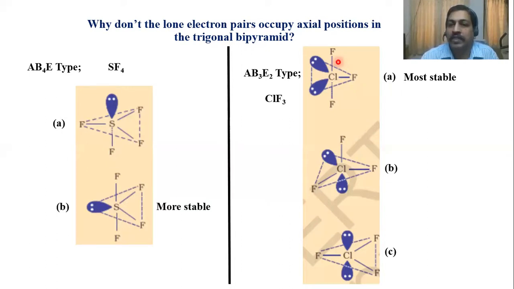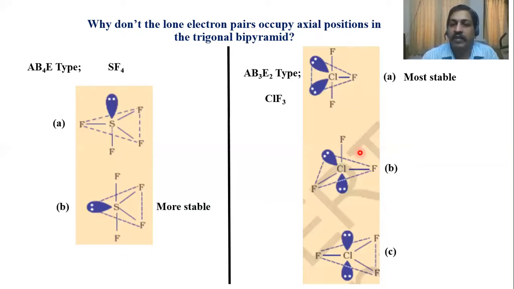Now in structure B, one lone electron pair is in equatorial position and the other lone electron pair is in axial position. So the angle between the two lone electron pairs is only 90 degrees, and 90 degrees is small enough to cause high repulsions. So structure B represents a very highly strained system, so we can rule out structure B.